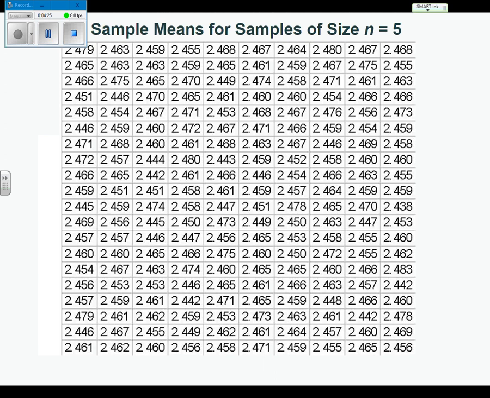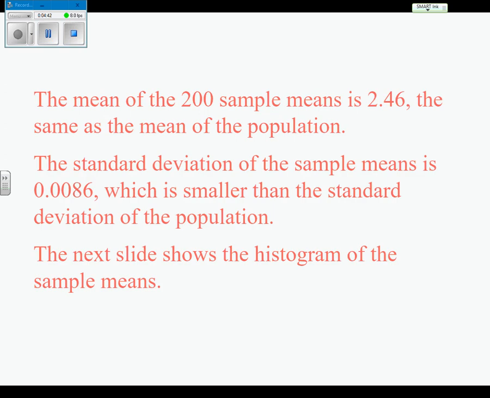Whenever I took a sample of 5 of them, like, I'm just going to randomly choose one right here. I took 5 pennies and weighed them, and their average weight came out to 2.457 ounces. And I did that for all of these. That's how I got all these numbers. It took me a long time.